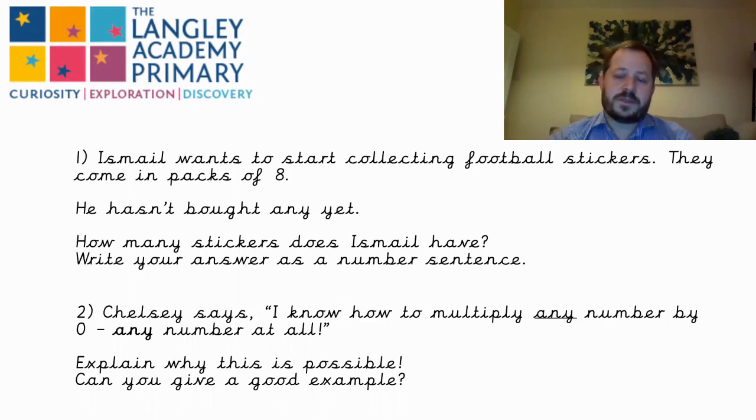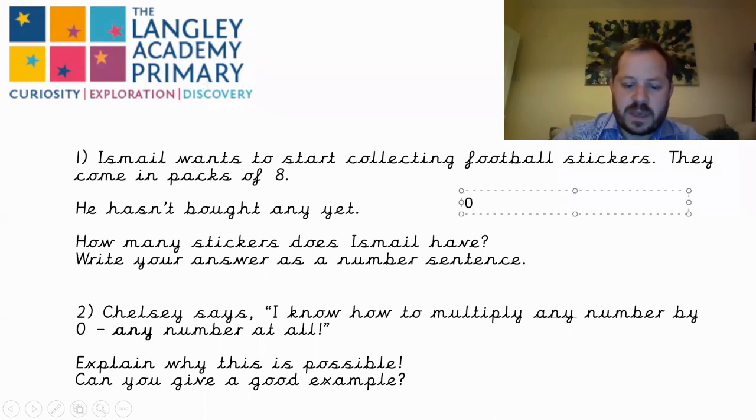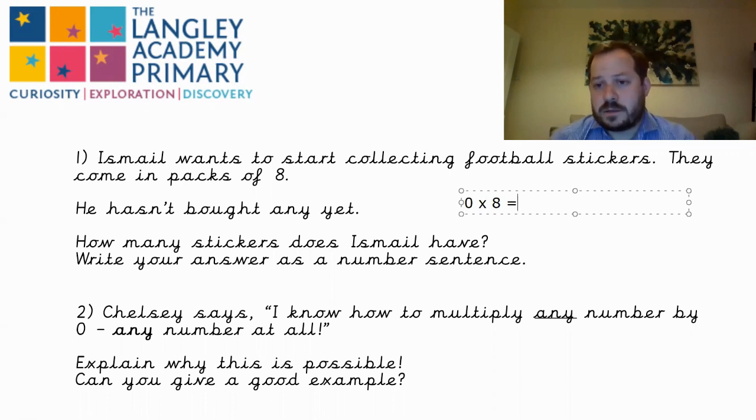Okay, so let's break down these answers very, very quickly. The first one says that Ishmael has no football stickers. He hasn't started yet. So he hasn't bought any, he's got none. So he has 0. They come in packs of 8, so he has 8 lots of nothing or no lots of 8. If he has none, he has none.